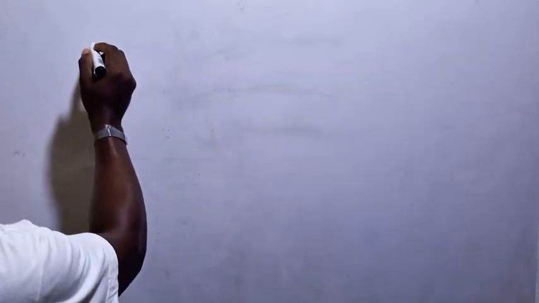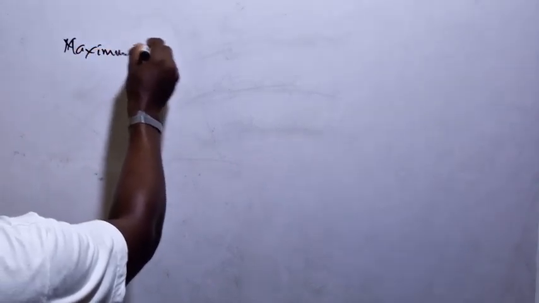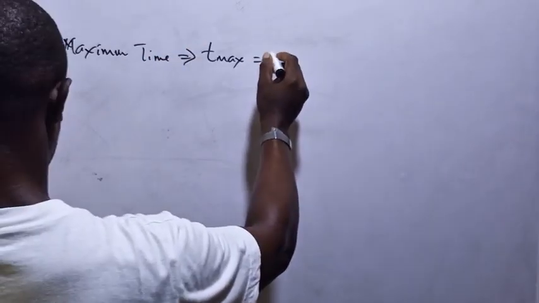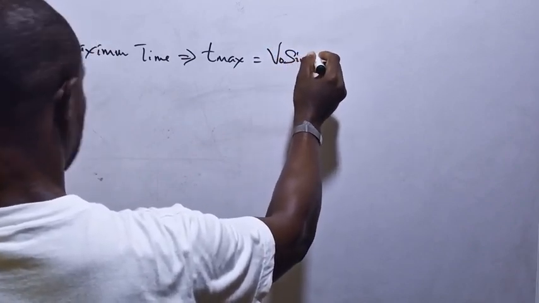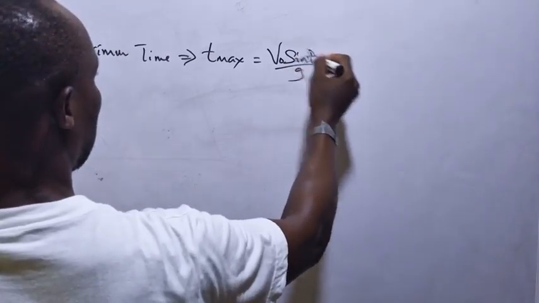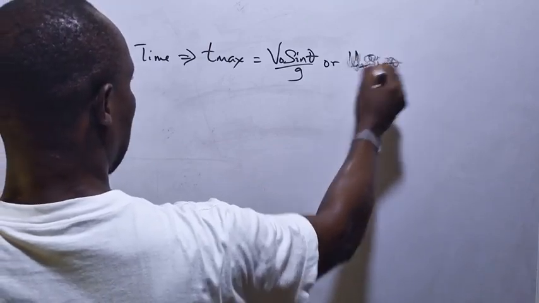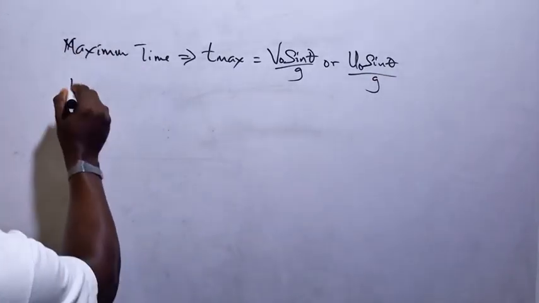Let me start with the maximum time of projectile motion. It is equal to v naught sine theta over g, the acceleration due to gravity, just like in vertical motion. That's the maximum time. We also have what we call the total time.